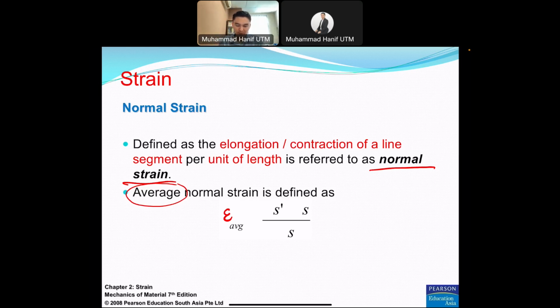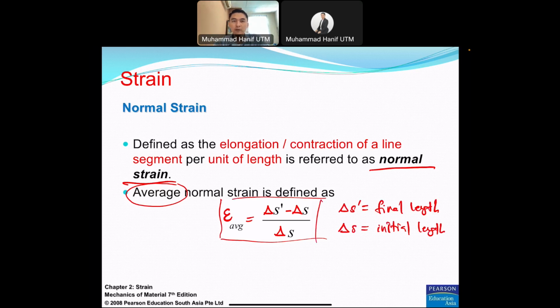So the average normal strain is defined as epsilon average equal to delta S prime minus delta S, over delta S. What is delta S prime? Delta S prime is the final length, and delta S is the initial length. So this is the equation. Normally you need to memorize this formula. It is a change in terms of the length.